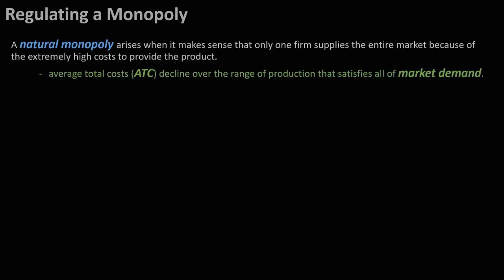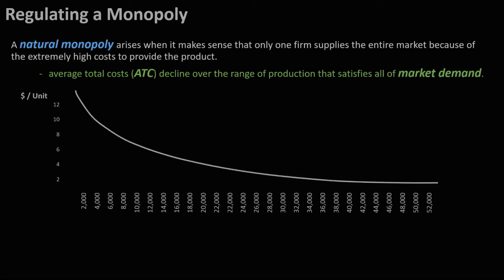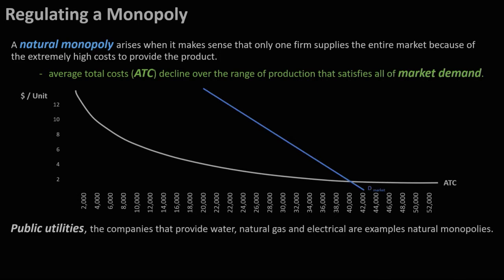A natural monopoly occurs when it's best that one firm supplies the entire market. The reason is there's a high fixed cost. So if we look at the average total cost curve, it starts really high, and it requires a large quantity of production in order to bring the unit cost down so that you can afford it. An example would be companies like utilities.